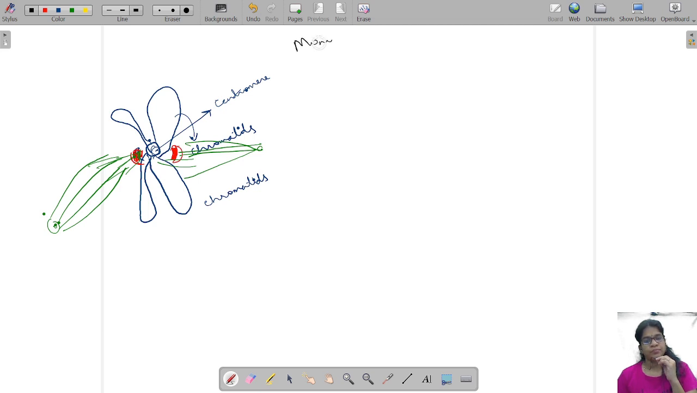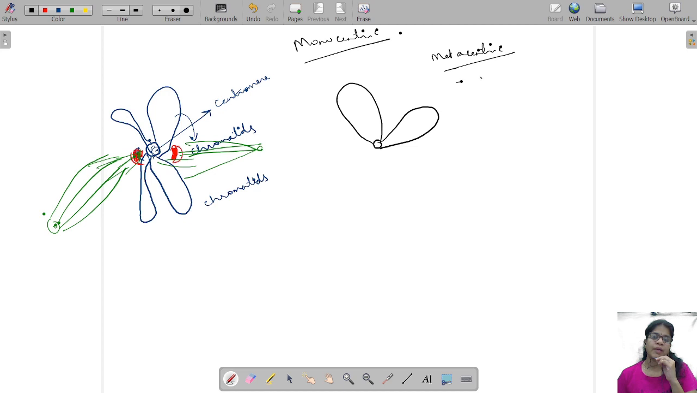Okay, so now coming back to the shapes of your monocentric chromosomes. Monocentric means it has only one centromere. So if this is, okay, this is your metacentric chromosome. See, this metacentric chromosome is V-shaped. Both arms are equal.